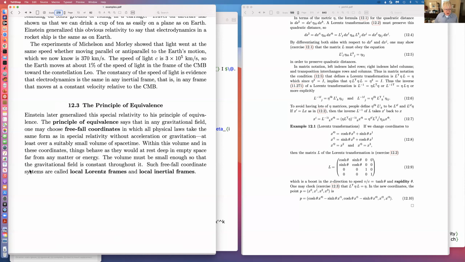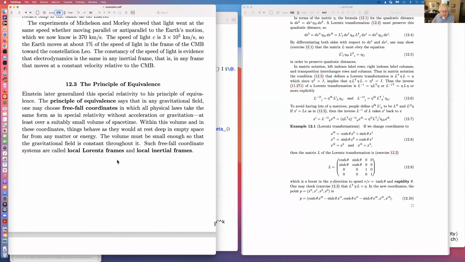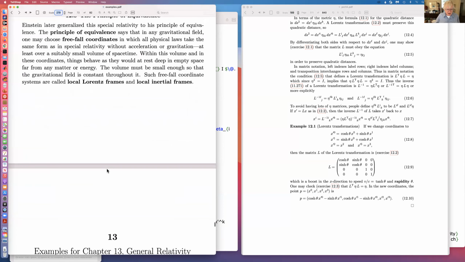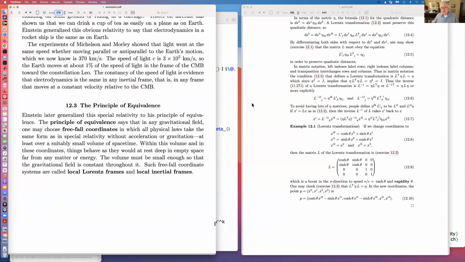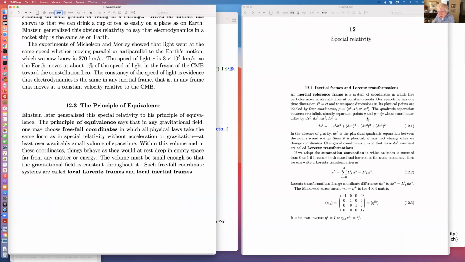The volume must be small enough so that the gravitational field is constant throughout it. Such free-fall coordinate systems are called local inertial frames or local Lorentz frames. And what's happening in any of these frames is that electrodynamics looks the same as in a laboratory that's not moving at all. So let me say a little more about these things.